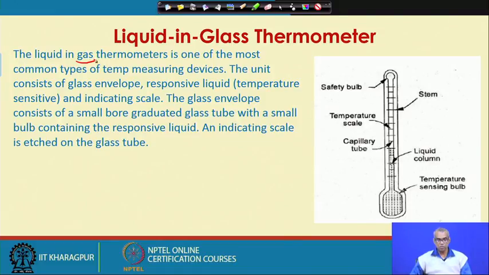So, you have a very simple construction. You have a glass envelope. The glass envelope has a bulb and has a stem, and there is a capillary inside, and a scale is etched on this stem. Some thermometers are provided a safety valve at the other end of the device.